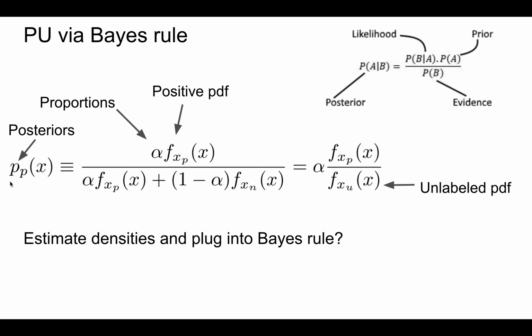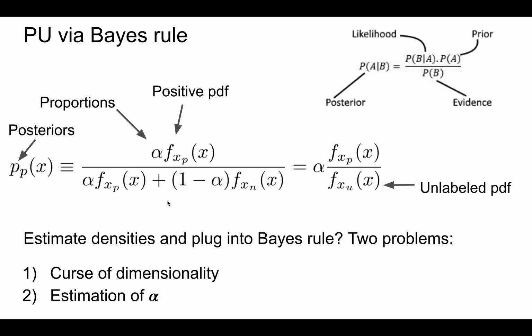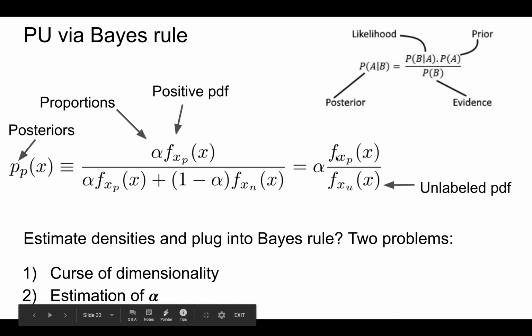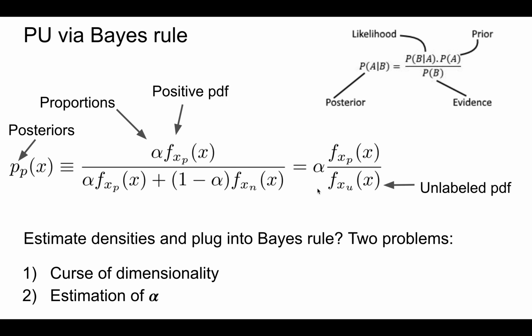Can we just estimate these densities from the samples and then receive the posteriors and solve the problem? Well, there are two definite and obvious downsides. One is the curse of dimensionality. When x is very multidimensional, like a picture, then it's complicated to estimate this density. And the other problem is obviously estimation of alpha. Now we're going to discuss how to solve these two problems, and we're going to have DEDPUL.